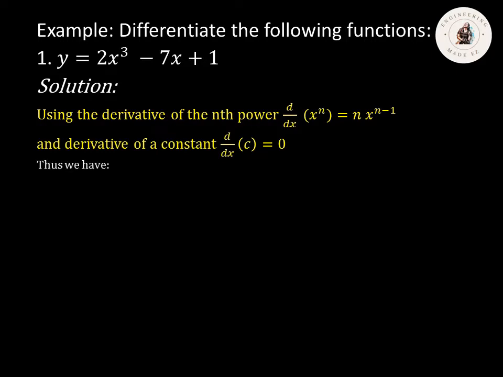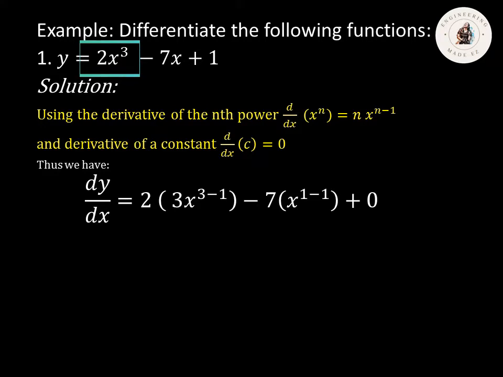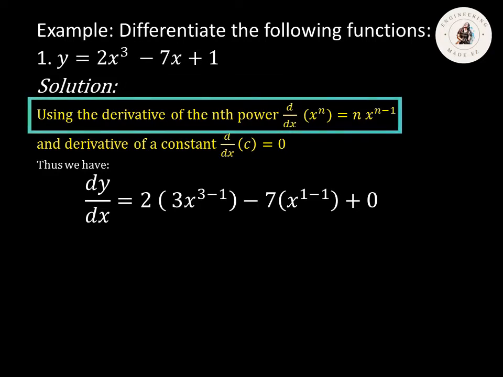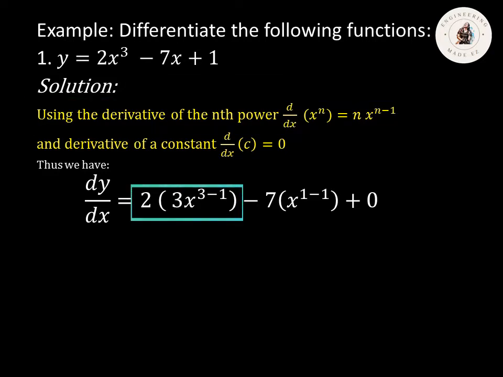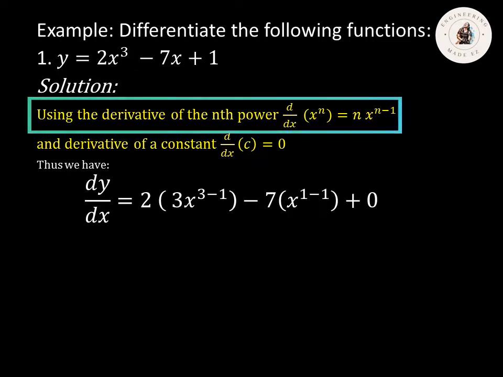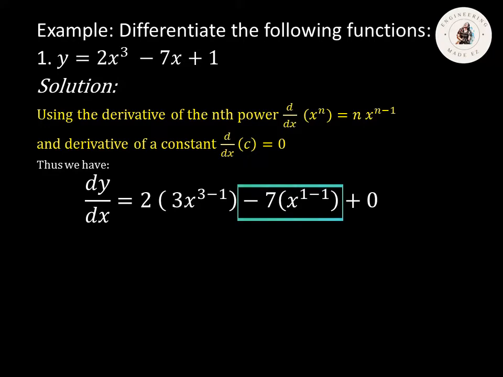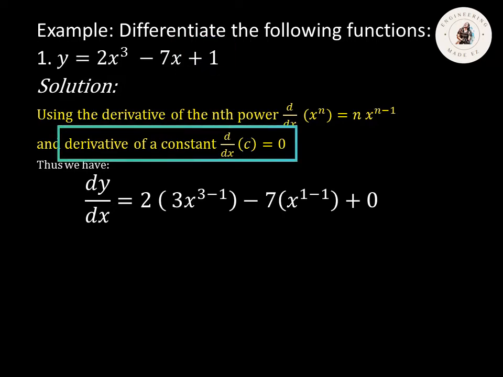Thus, we have the derivative of y with respect to x is equivalent to, for 2x cubed, we're going to use the formula of the derivative of the nth power. So we have 2 multiplied by, our n here is 3. So that's why we have 3 multiplied by x raised to the power of 3 minus 1. Minus, for 7x, we're going to still apply the derivative of the nth power. So we have 7 multiplied by x raised to the power of 1 minus 1. Plus, 1 is a constant, so that is the time we're going to use the derivative of a constant, which is equivalent to 0.